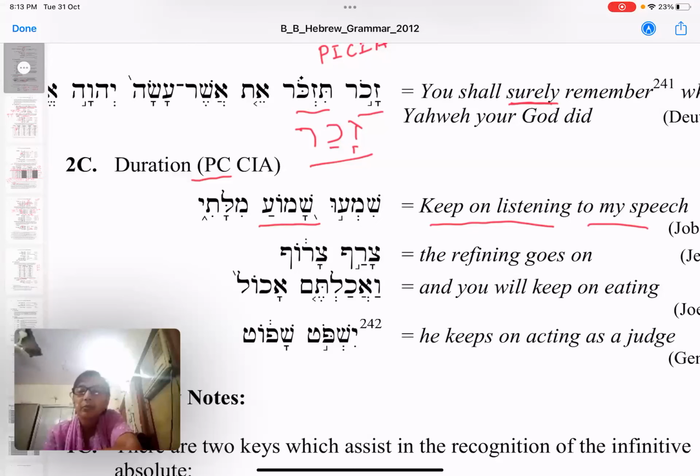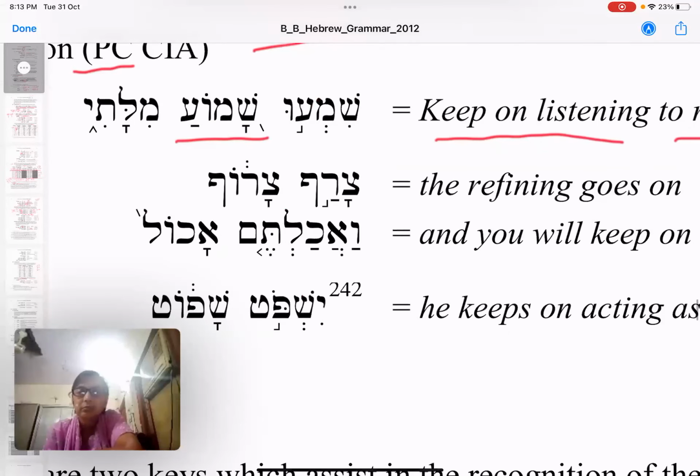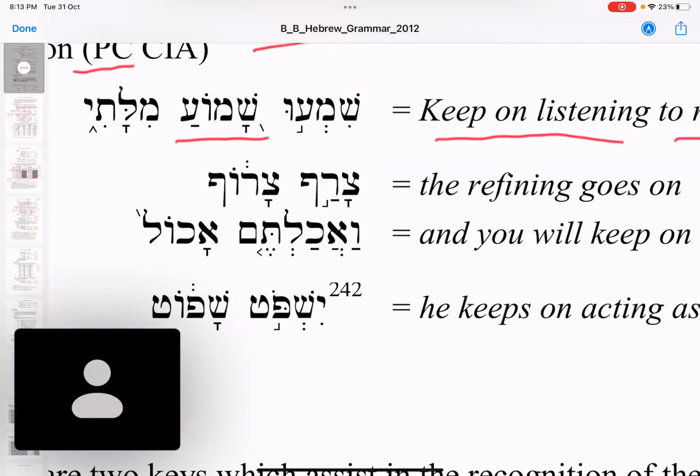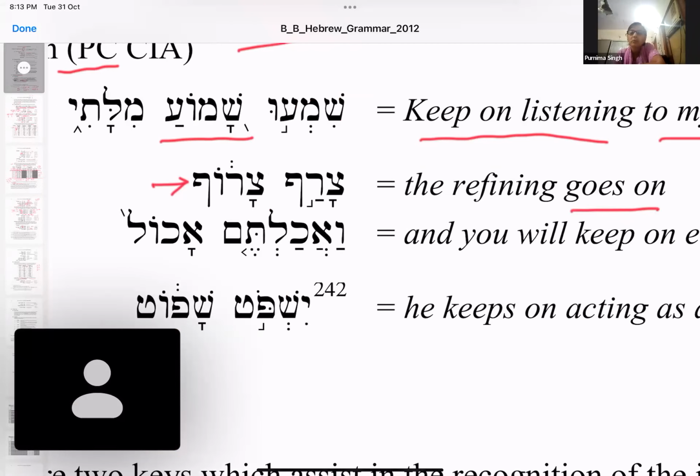Shamoa. The second example is saraf, saruf. Saraf means refining here. This is the cognate verb, the post-positive continuance. The refining goes on. It denotes a time duration. It is going on.